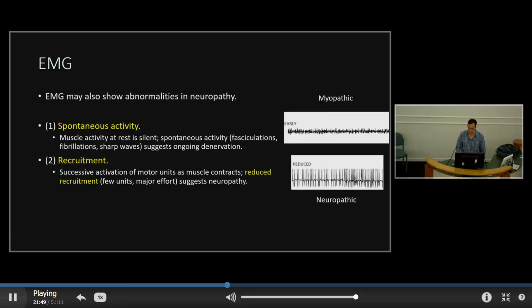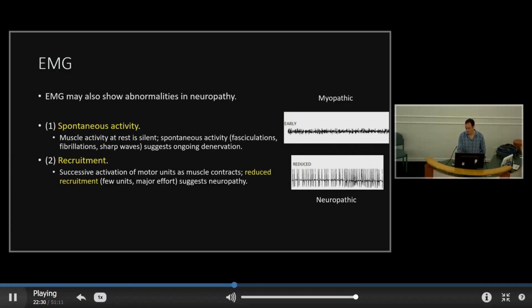Next, you look at recruitment. So recruitment is where you get the person to give you sort of 25% full power, 50% full power. And as you do that, you want to see how well you recruit more muscle units to help against whatever it is that the muscle's contracting against. And with a neuropathy, you see reduced recruitment. What you see is, because in neuropathy, some of the nerves, motor nerves in particular, are damaged, the ones that remain grow out to compensate and become bigger, but there's fewer of them. So you get this bottom picture where you get these bigger, higher amplitude waveforms, but there's fewer of them. You can see the individual ones.